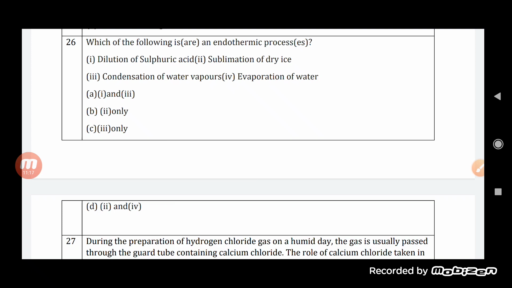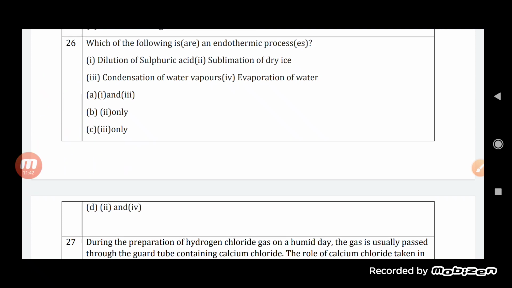Then the next one is evaporation of water. In evaporation, water is converted from water to water vapor by absorbing heat. So absorption of heat is an endothermic process. From the four options, the second and the fourth are considered to be endothermic processes.